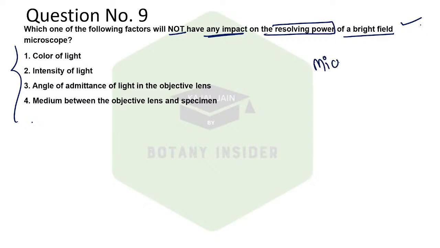If you have done microscopy properly before, like for the June students I'm talking about, the students who appeared in the examination in June, if you had prepared microscopy properly, I'm telling you, you can mark any question related to it. Give it a try. First option is color of the light. Second is intensity of the light. Third is angle of admittance of light on the objective lens, and then we have the medium between the objective lens and the specimen.